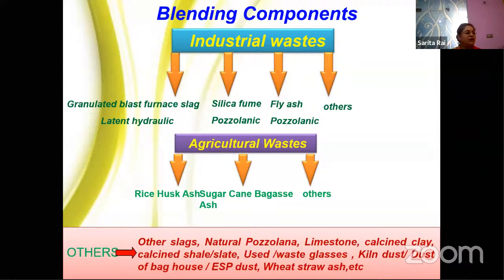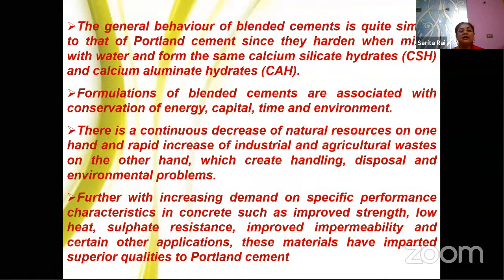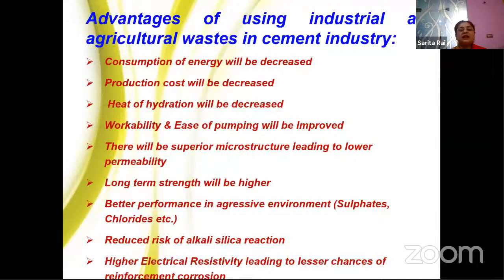The general behavior of blended cement is quite similar to that of Portland cement, since they harden when mixed with water and form calcium silicate and calcium aluminate hydrates. These are the advantages of using industrial and agricultural waste in the cement industry. Consumption of energy will be decreased, production cost will be decreased, heat of hydration will be decreased, and workability and ease of pumping will be improved. There will be superior microstructure leading to lower permeability, long-term strength will be higher, there is reduced risk of alkali-silica reaction, and higher electrical resistivity, leading to lesser chances of reinforcement corrosion.